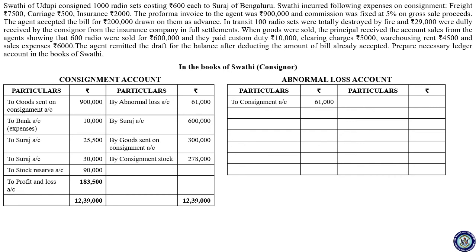Why is it abnormal loss? Because you have incurred loss and you have claimed the loss. So the insurance company settled 29,000, so it is by bank account 29,000. The difference is transferred to P&L account. So can you find the difference? Total 61,000. From 61,000, if you deduct 29,000, you will get 32,000.